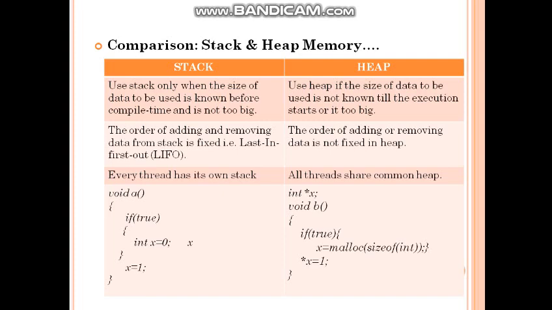In the stack, we use the stack only when the size of the data to be used is known before compile time and it is not big. We use the heap if the size of the data to be used is not known until execution starts or it is too big. The order of adding and removing data from the stack is fixed, whereas in the heap the order of adding and removing data is not fixed. In a stack, every thread has its own stack. In a heap, all the threads share the common heap.